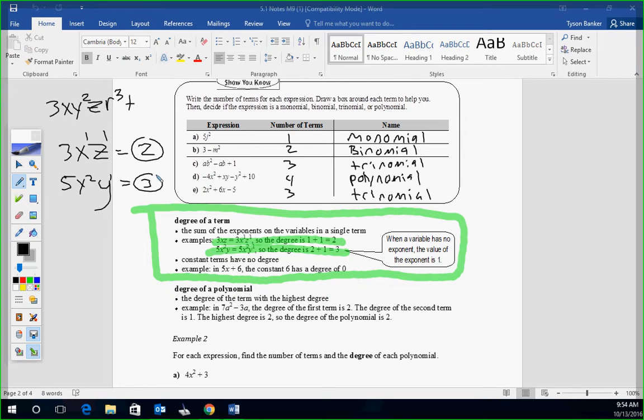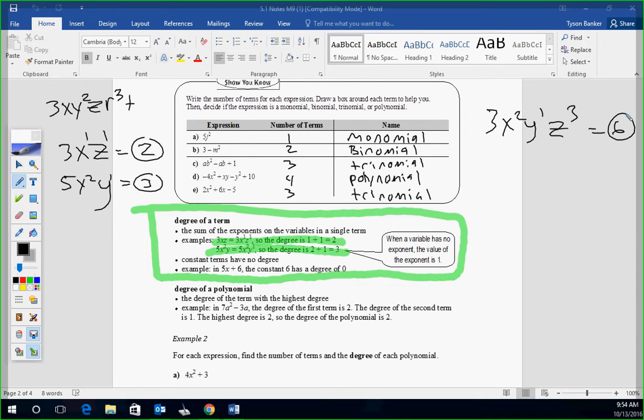Okay, so let me do a little bit harder one here for you. Okay, that's one term. 3 plus 2 plus 1 is 6. So my degree is 6. You guys got that? Good.